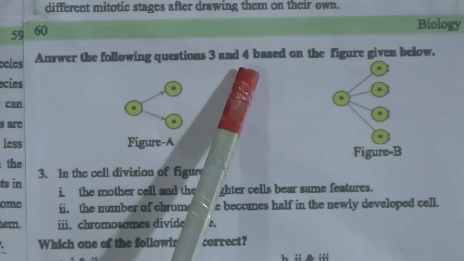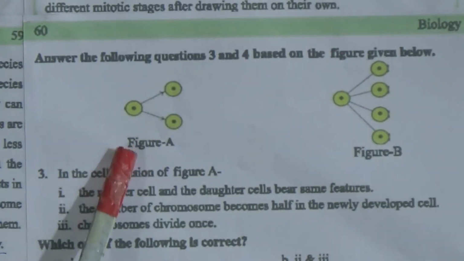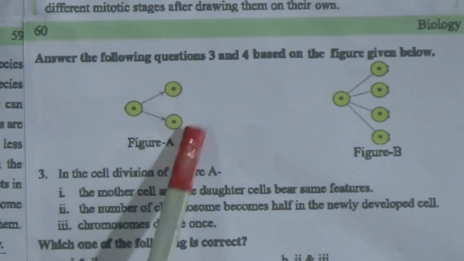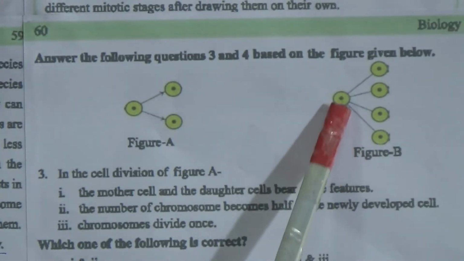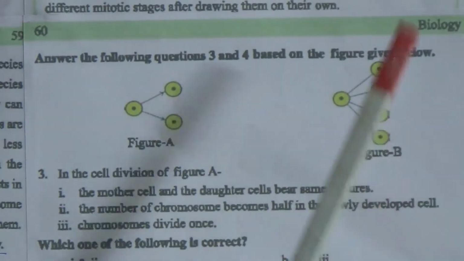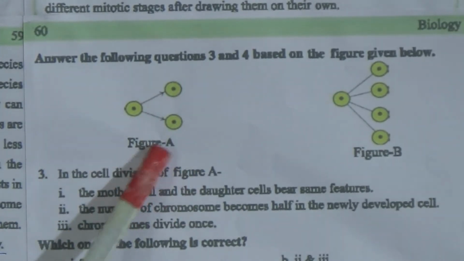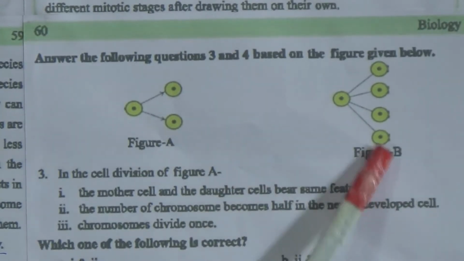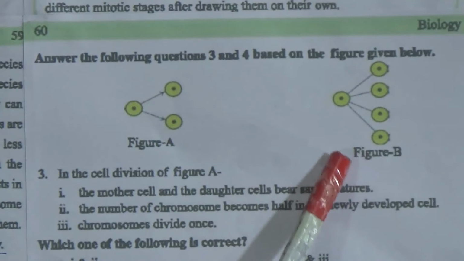Answer the following questions 3 and 4 based on the figure given below. In the first figure, one cell is divided into two cells, and the daughter cells are similar to the mother cell. In figure B, from one mother cell, four daughter cells are produced. By seeing figure A, we can easily understand this represents mitosis cell division, and figure B, where from one mother cell four daughter cells are produced, is meiosis cell division.